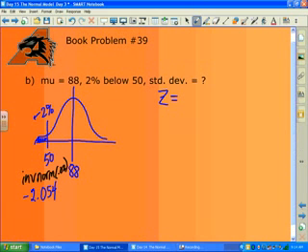Should the z-score be negative? The z-score should be negative, yes, because I'm on the left side of my mean. Now, question: should the standard deviation ever be negative? If you do get a negative standard deviation, you have messed up somewhere. Why? Because the standard deviation is defined as what?